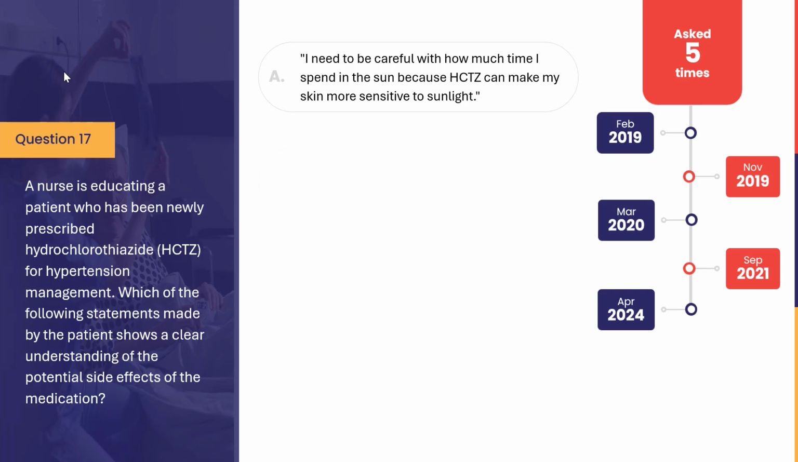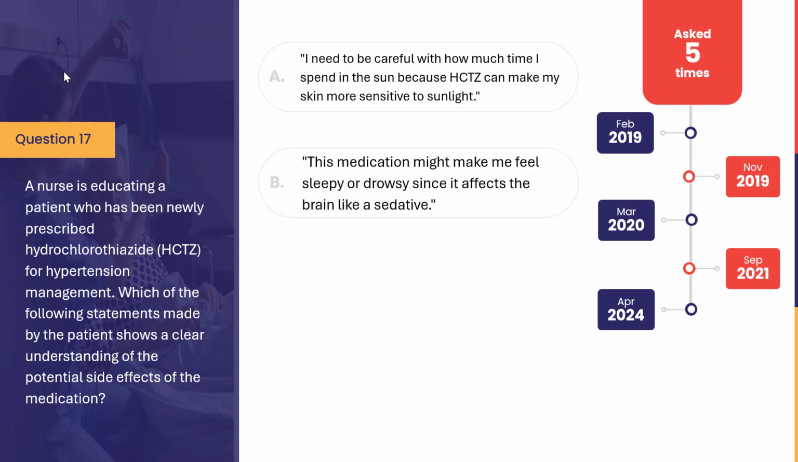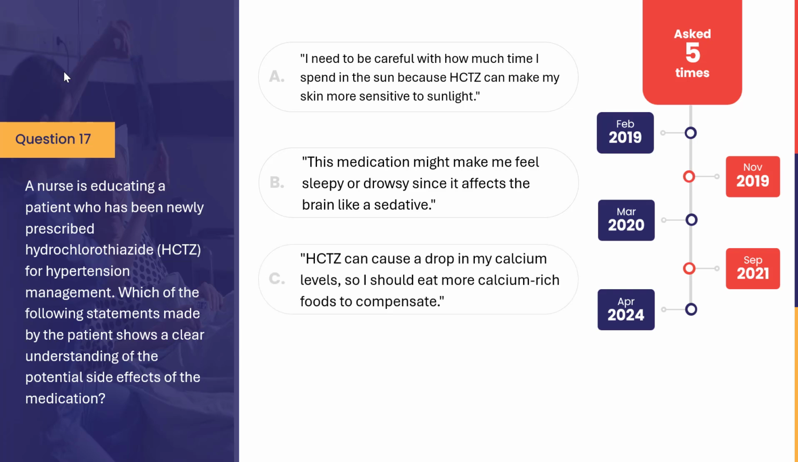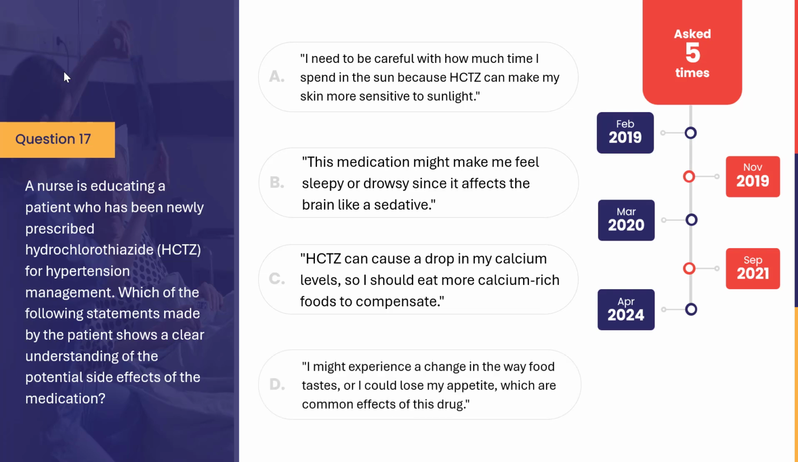B. This medication might make me feel sleepy or drowsy since it affects the brain like a sedative. C. Hydrochlorothiazide can cause a drop in my calcium levels, so I should eat more calcium-rich foods to compensate. D. I might experience a change in the way food tastes, or I could lose my appetite, which are common effects of this drug. The correct answer is A.